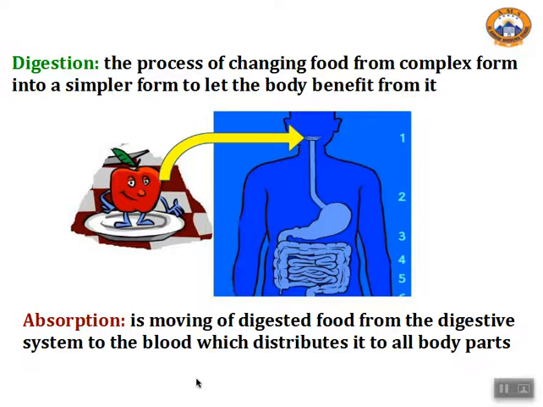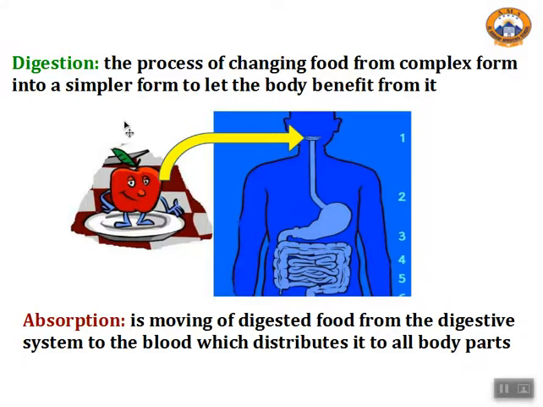It has to change it first and break it down into something smaller or simpler so the body will be able to use it and benefit from it. Benefit from it means to change it into energy, because we eat to get the energy. This change of food, or this breakdown of food from complex form to simple form, is known as the digestion process. So what is the digestion process? It is the change of food or the breakdown of food from the complex form to the simpler form.